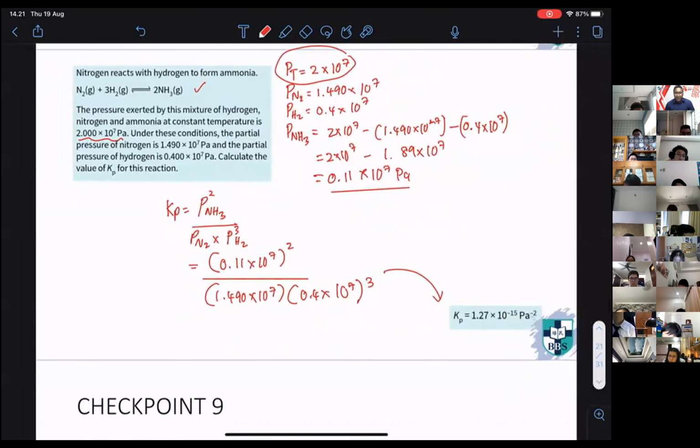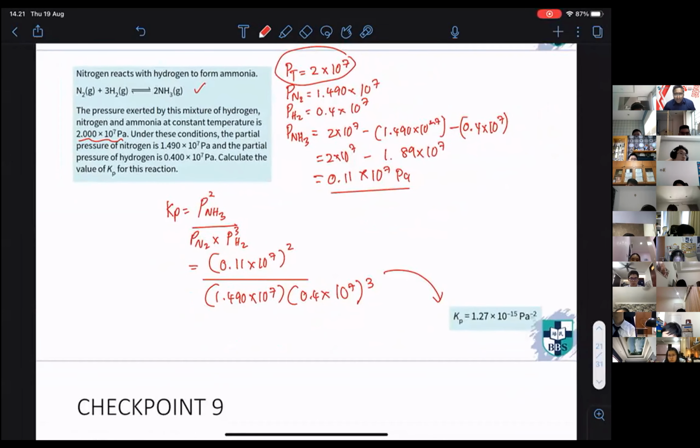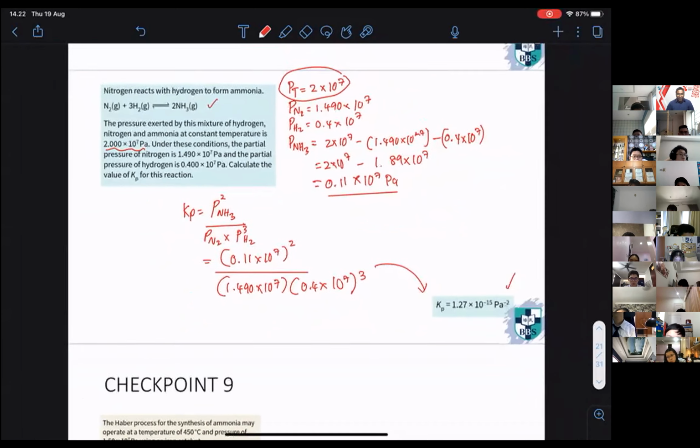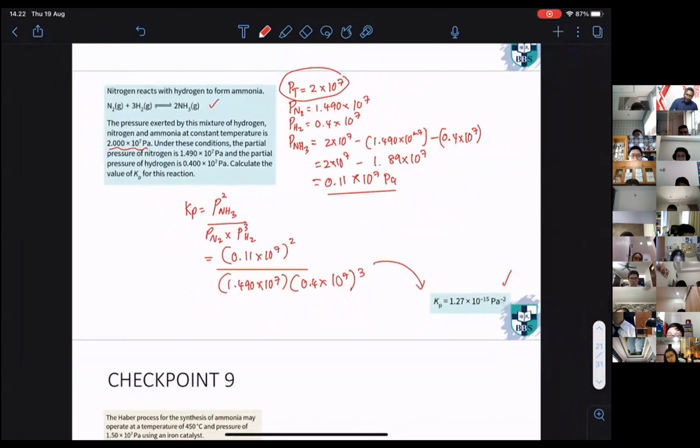If you calculate straight away, I think someone calculated already, you will get all this information. Yeah, it's there. And then the unit: this is going to be Pascal to the power of 2, then Pascal to the power of 4. It's going to be Pascal to the power of negative 2 if you cancel. So you will get this as the unit. Very easy.